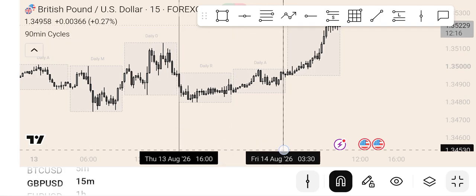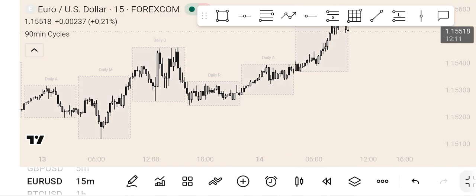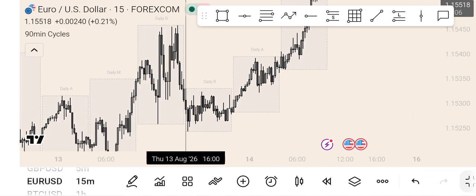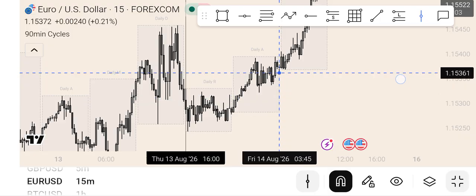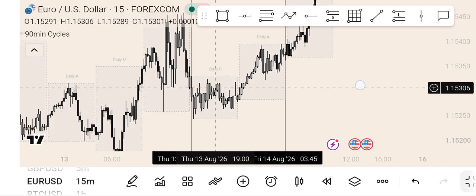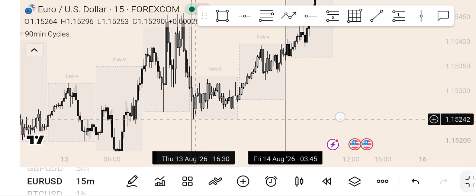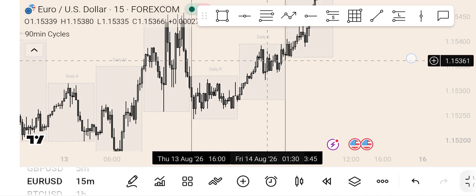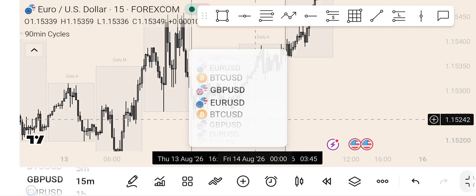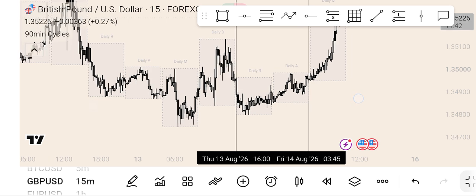Daily A and daily R. So let me change to euro dollar. Okay, I think there's no SMT here. Look at what daily R did. It kind of accumulated. See what happened? It creates a low. This is the low, and this is the high. So daily A fails to collect the daily R's low. So if you go to GBP USD, it still does the same thing. So there's no sequential SMT.